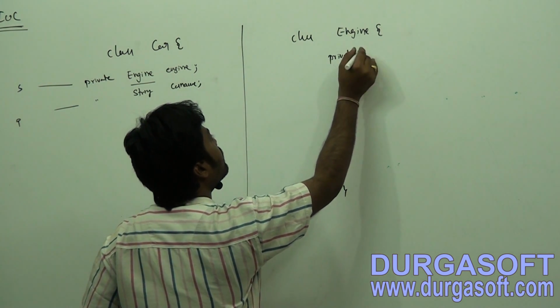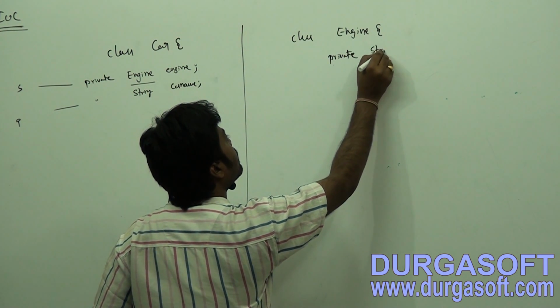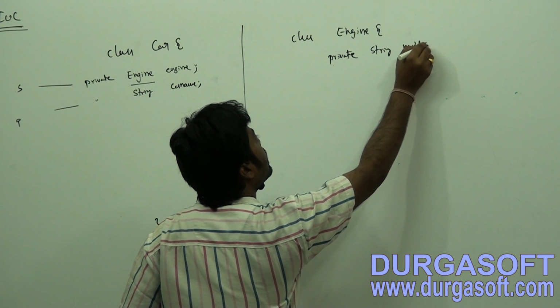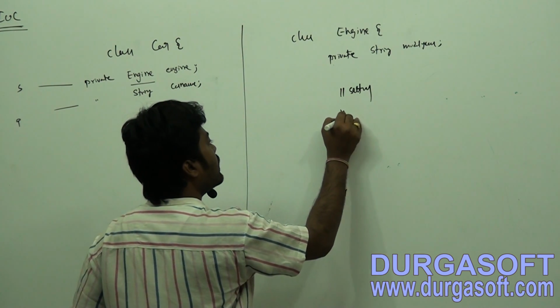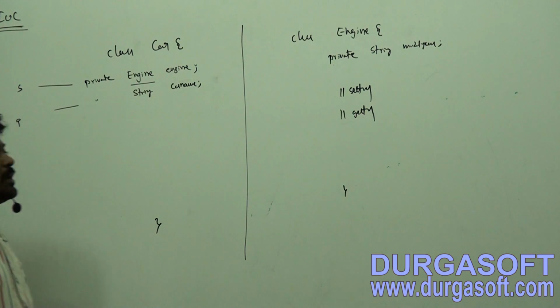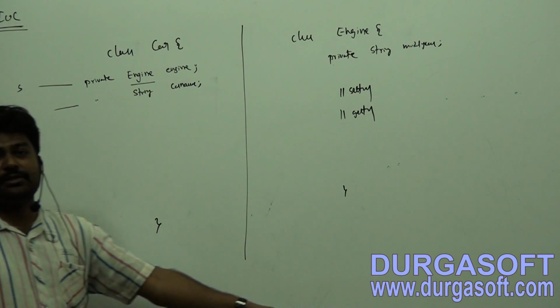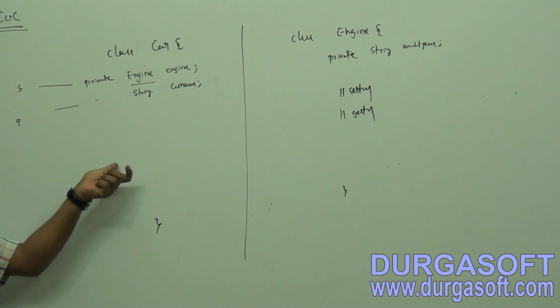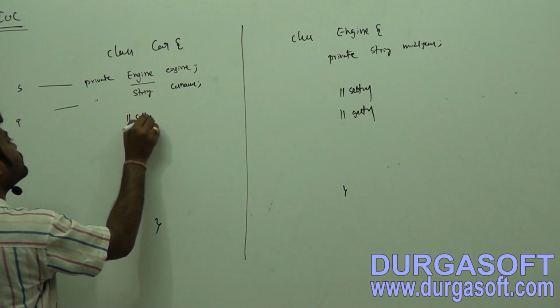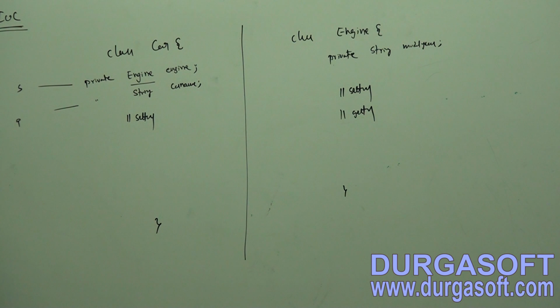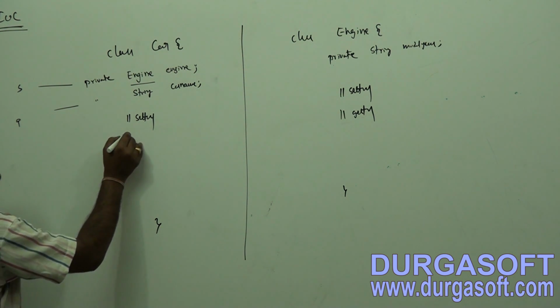In the Engine class take one primitive type, private String model year, and write a setter method and a getter method here. By using the setter, the IOC can pass data into Engine, and by using the getter the data can be consumed in the Car class. Okay, just maintain setters and getters in the Engine class. In the Car class write only setters. How many setters do we need to write? Two setters: setEngine and setCarName.